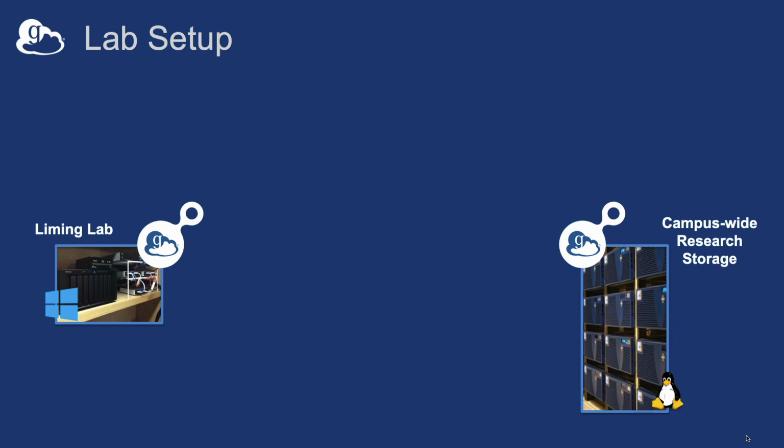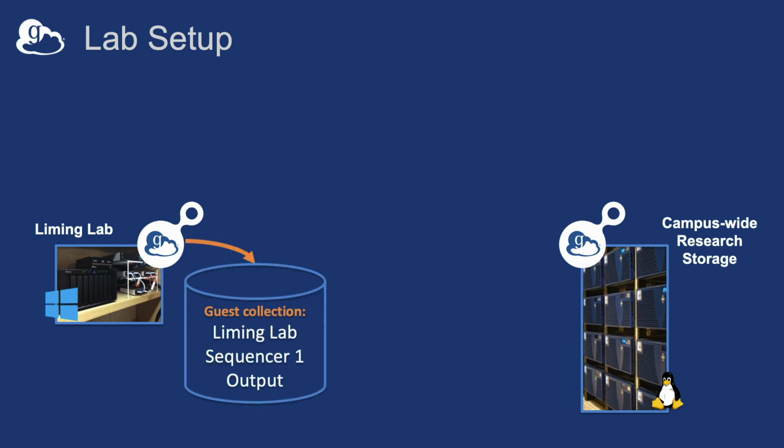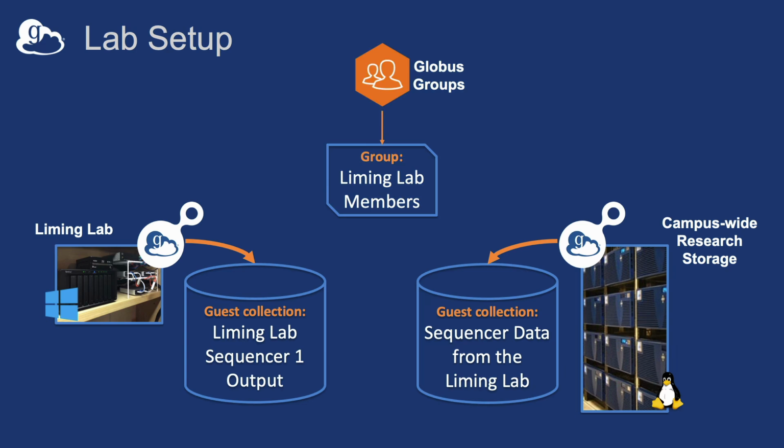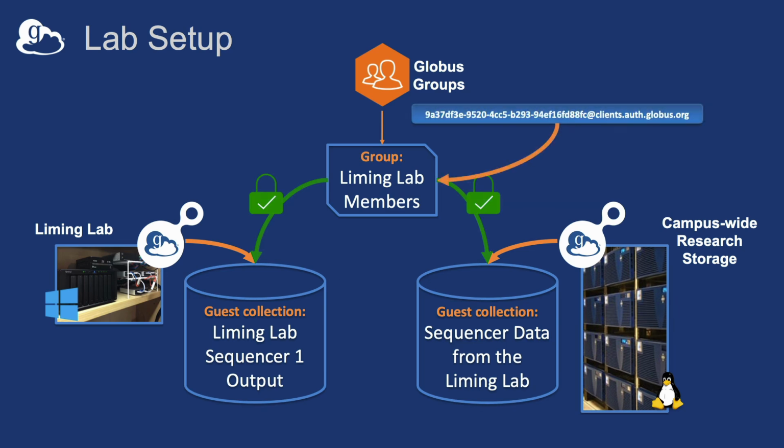I have Globus Connect Personal in my lab and created a guest collection there. I also created a guest collection for my lab's campus storage. We have a Globus group set up with all of my lab team members in it, and both the lab and campus storage collections allow access by this group. Now I need to make my application a member of the group so it can access the collections too.